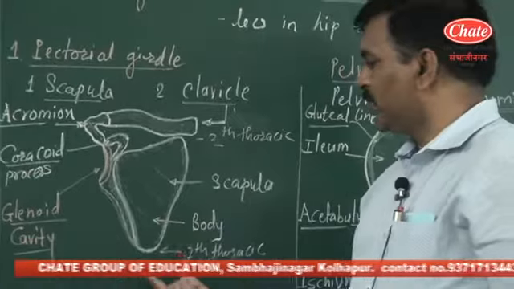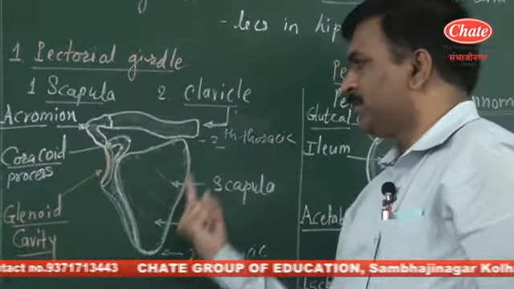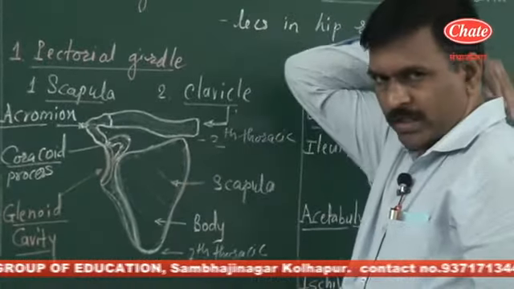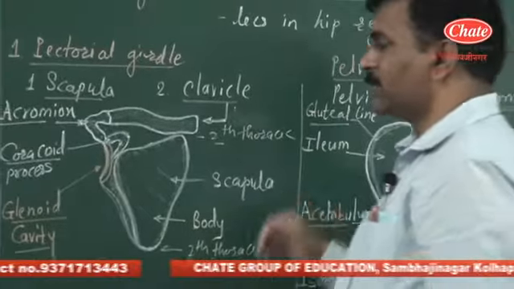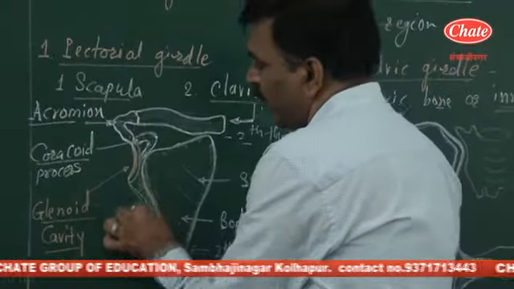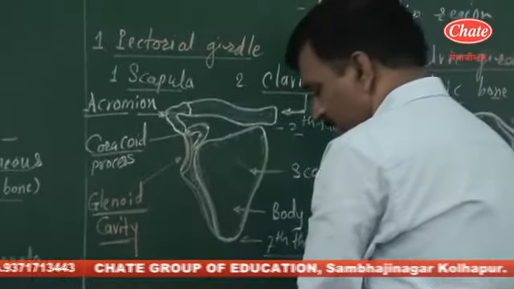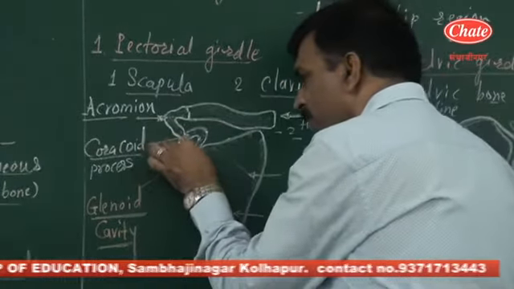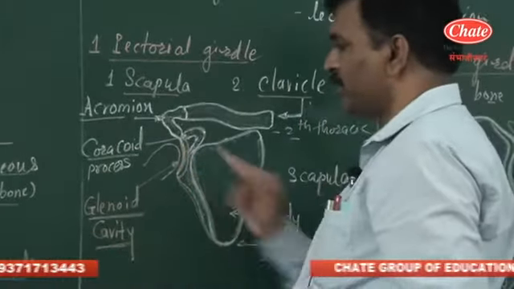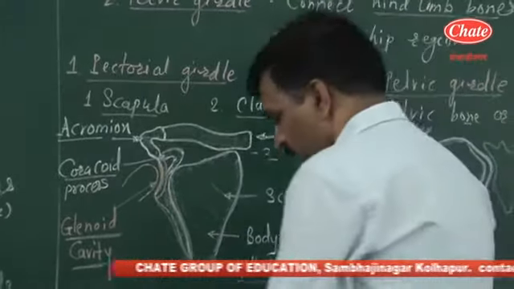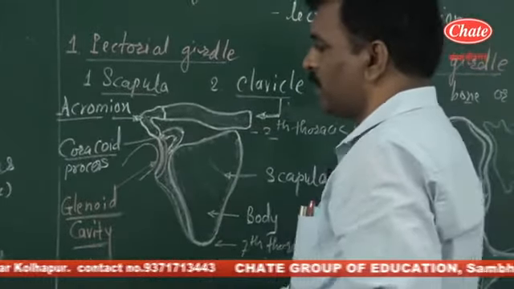It has 2 borders, the lateral border and the medial border. The medial border is associated with the vertebral column, whereas the lateral border is towards the limb side. The lateral border has one cavity, termed the glenoid cavity. The glenoid cavity is where the head of the humerus bone articulates and forms the ball and socket joint. So the glenoid cavity is a good example of a ball and socket joint.